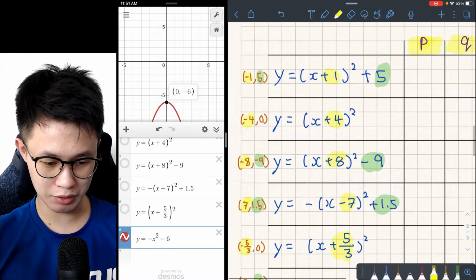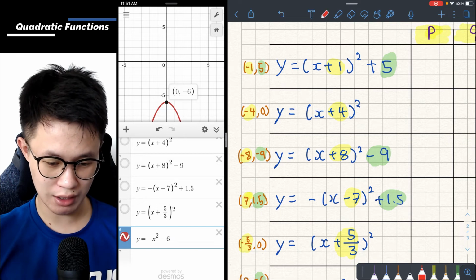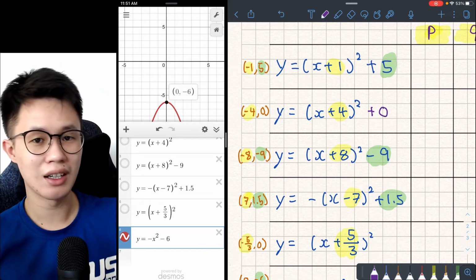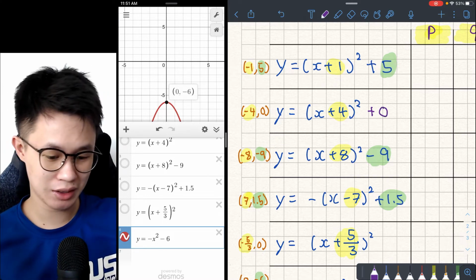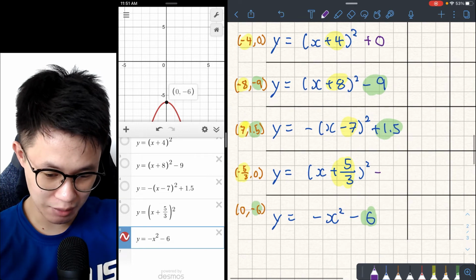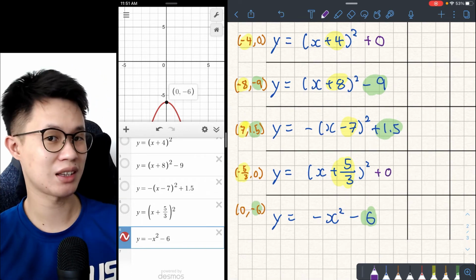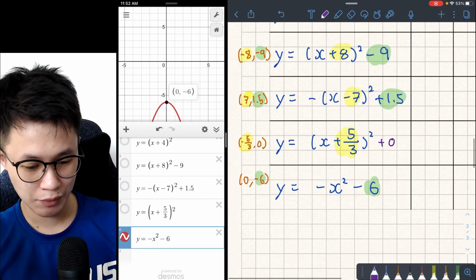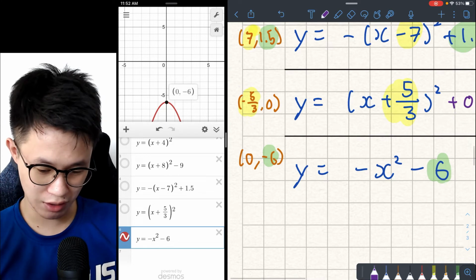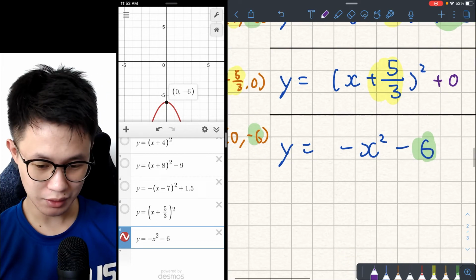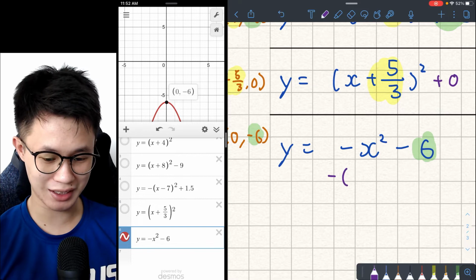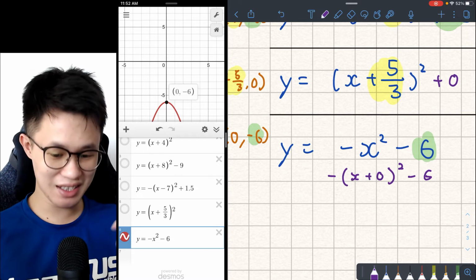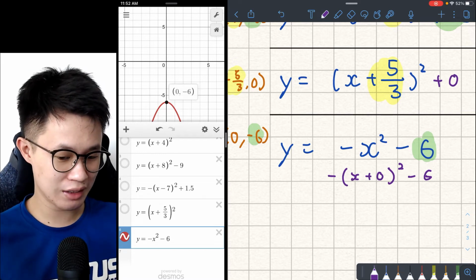But you will ask me, what about the second one? Imagine if I just added a +0 here, an invisible +0. Isn't this the y coordinate of the turning point? It doesn't change the value of the function, but I know there's an invisible one. What about the one where the x coordinate is 0? If you look carefully, it is just negative (x plus 0) squared minus 6. It's amazing that we can do this with equations like that.